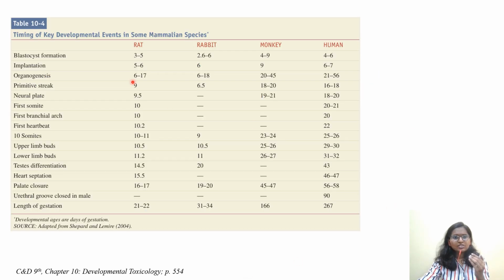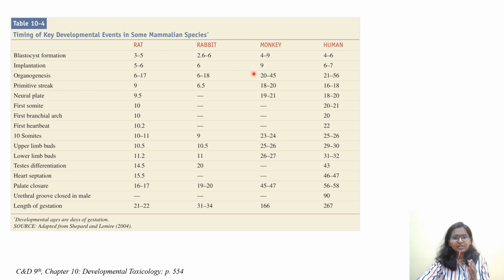So let's also see table 10.4, which is taken from Casarett and Doull's, ninth edition, chapter number 10, developmental toxicology. Please check page number 554. In this, they have given table 10.4, timing of key developmental events in some mammalian species. So we have rat, rabbit, monkey as well as humans. Okay, there is a comparison. So different stages are there: developmental events, blastocyst formation, implantation, organogenesis.